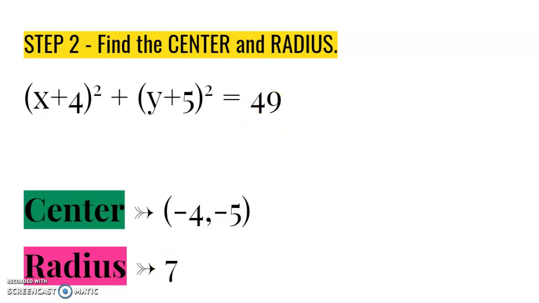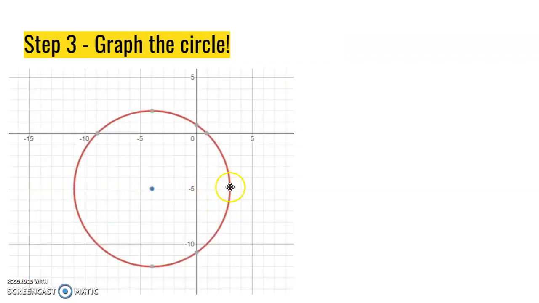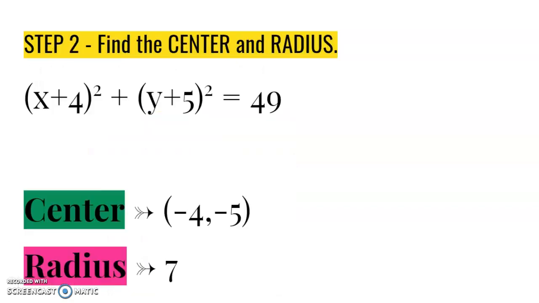I can graph the circle by plotting my center, by having the radius be 7. I also plotted this equation in Desmos and plotted my standard form equation in Desmos. I was able to get the same circles, so I knew that I did my work correctly.